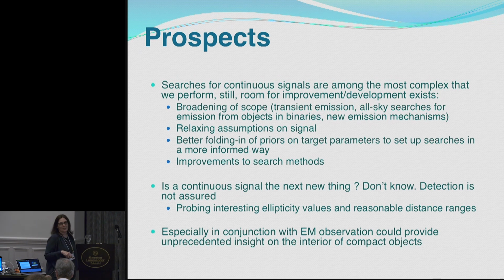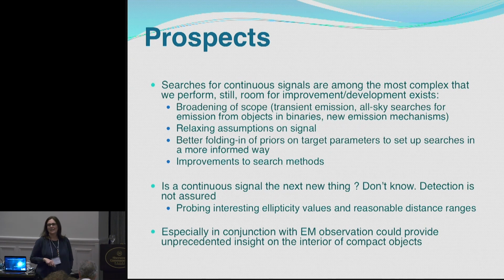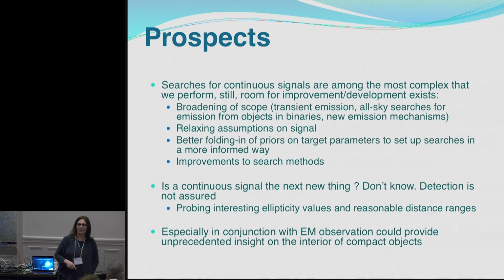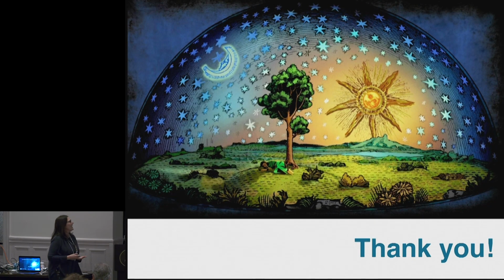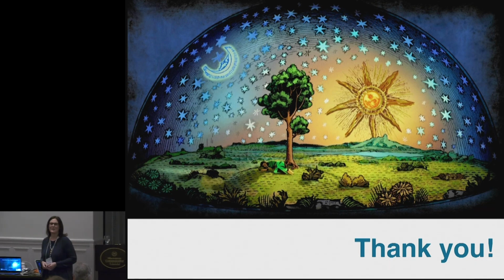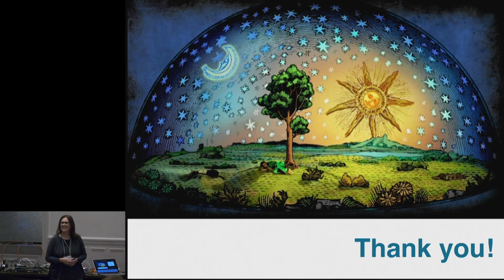And especially in conjunction with electromagnetic observations, if we did make a detection, we could gain some insight into what's happening in the star and possibly glimpse this invisible population of neutron stars. So I'm going to close here with a hopeful note: nature has been kind to us so far. I hope it continues, and I hope soon I'll be able to tell you something about a continuous wave signal. Thanks.